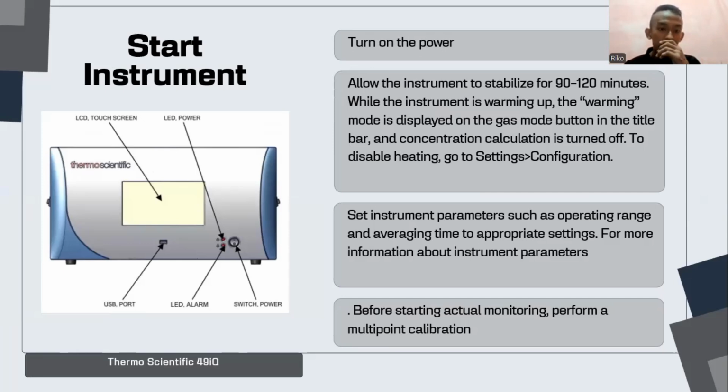And then start the instrument, that is, turn on the power. Allow the instrument to stabilize. Set instrument parameters such as operating range and averaging time. And then before starting actual monitoring, perform a multi-point calibration.